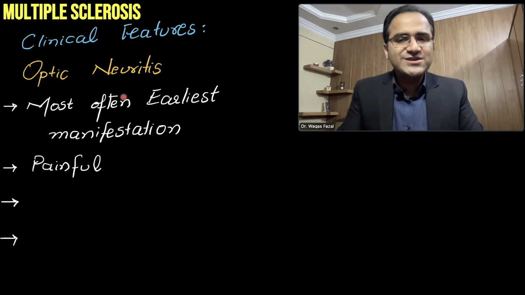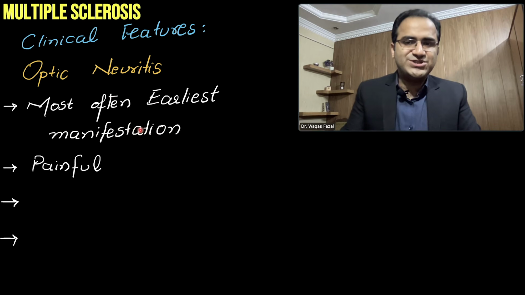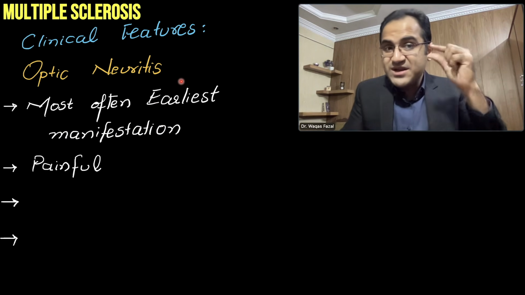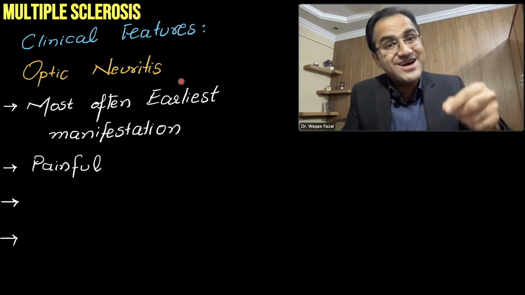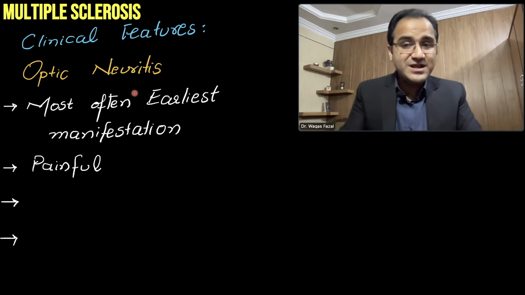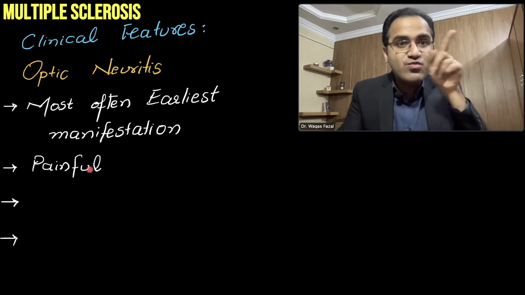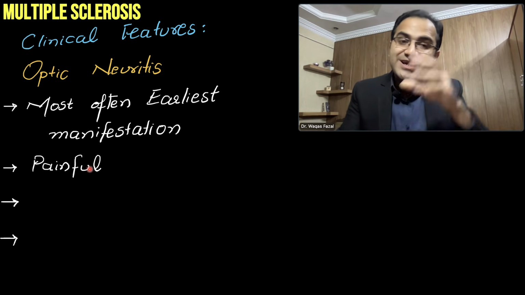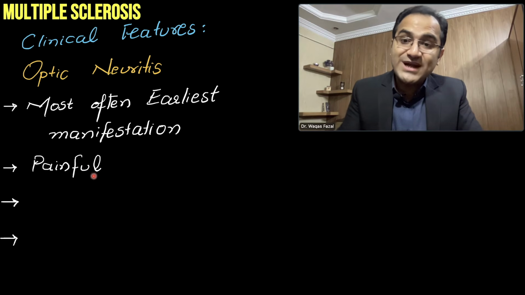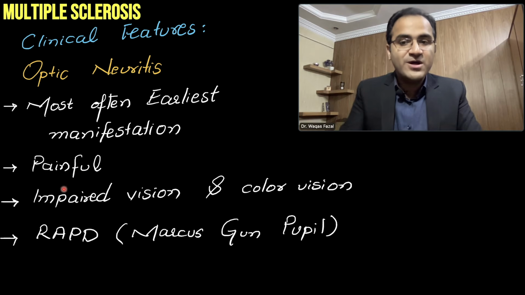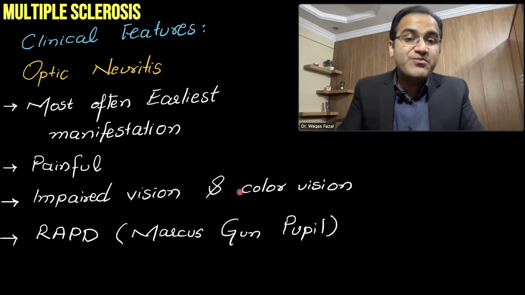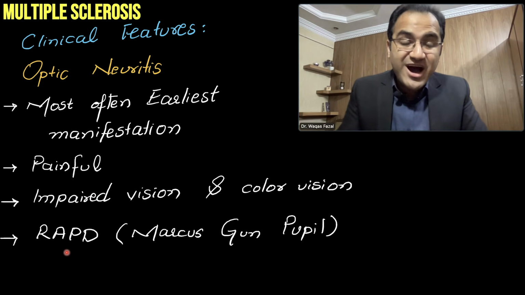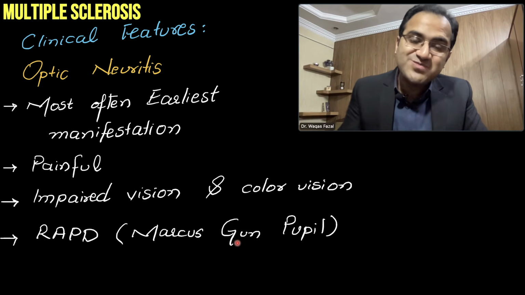Now, optic neuritis is most often the earliest manifestation. Basically, optic neuritis is the inflammation of the optic nerve. The optic nerve gets demyelinated and inflamed. It is the earliest manifestation, and the eye movements are very painful. The patient in the case we had initially had an episode of optic neuritis, where there is inflammation of the optic nerve and there is impaired vision, impaired color vision as well. Relative afferent pupillary defect, RAPD, will be positive, also called the Marcus Gunn pupil.